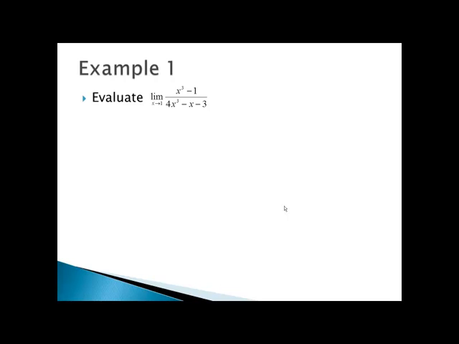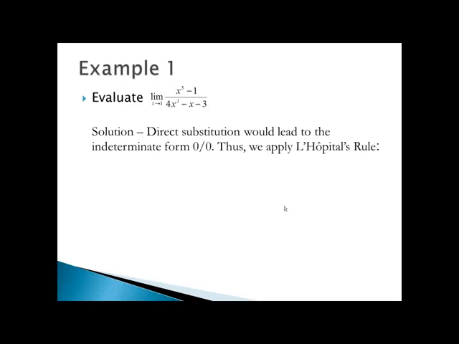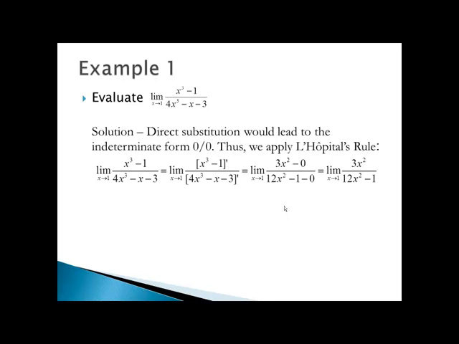We'll look at some examples. In example 1, we're asked to evaluate the limit as x approaches 1 of x cubed minus 1 divided by 4x cubed minus x minus 3. Direct substitution would lead to what's called an indeterminate form. I would get 0 in the numerator and 0 in the denominator. Therefore, we can apply L'Hopital's rule.